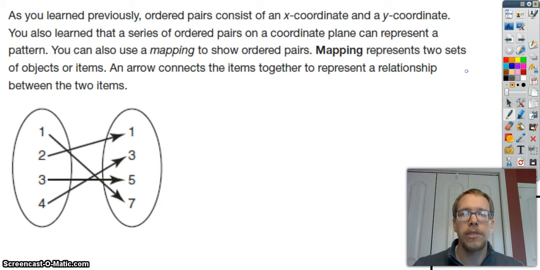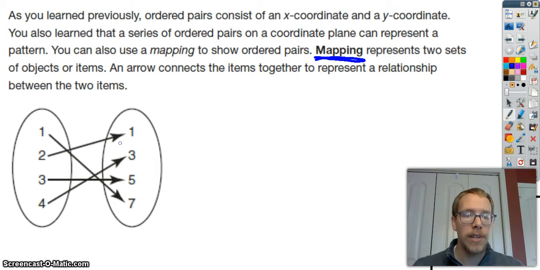As you've learned previously, ordered pairs consist of an x-coordinate and a y-coordinate. And you learned that a series of ordered pairs on a coordinate plane can represent a pattern. You can use this mapping to show ordered pairs. And this comes straight from your book, and you want to make sure that you've underlined what a mapping is. A mapping represents two sets of objects or items. An arrow connects the items together to represent a relationship between those two items.